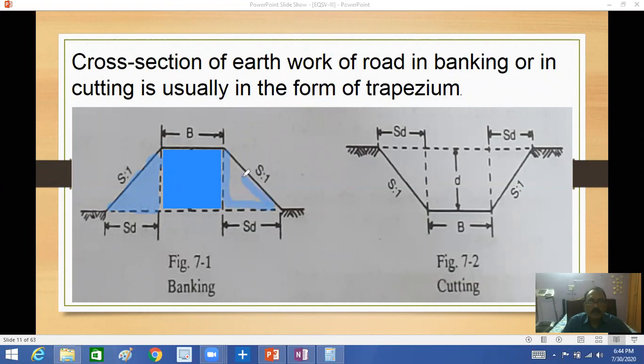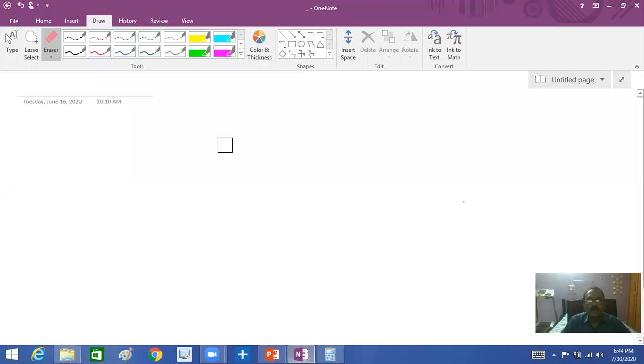How to calculate triangle area? It is 1 by 2 base into height. You know, this is the basic triangle formula. That's why I told you this is only simple mathematical application. See here, to calculate this area, 1 by 2 base into height. The base is S D and the height is D. Now, what is this area?